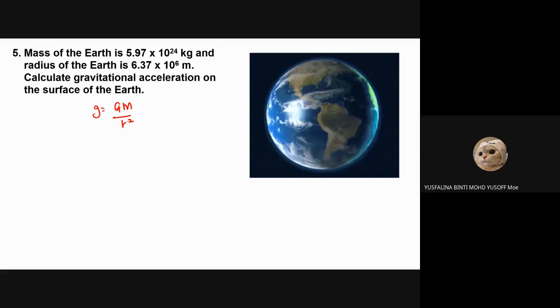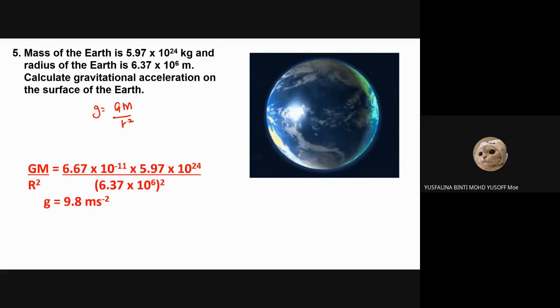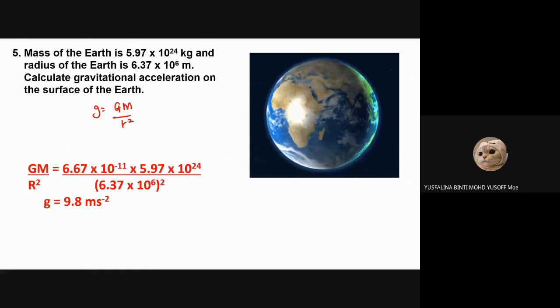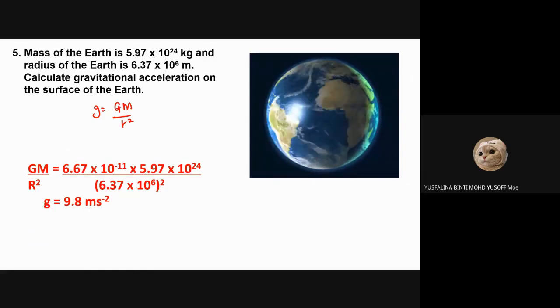Nine 9.81. So is it correct? Yes, 9.81 m/s² negative. So that is the gravitational acceleration on the Earth.